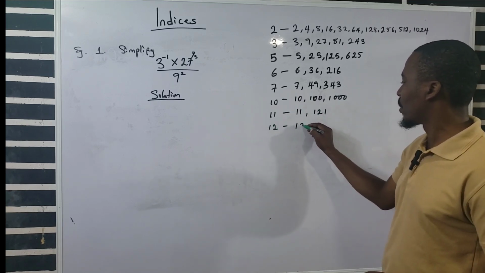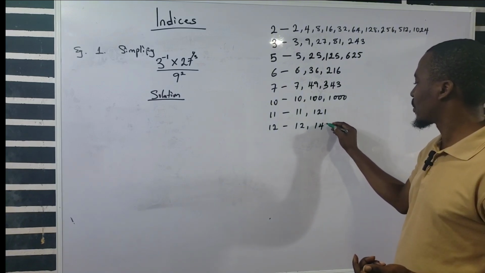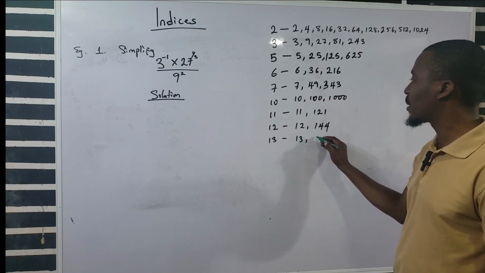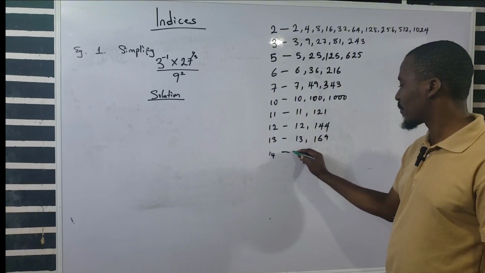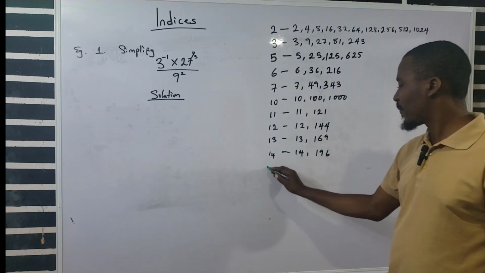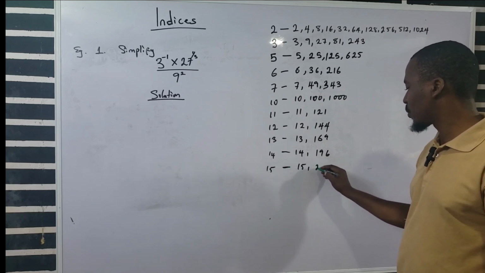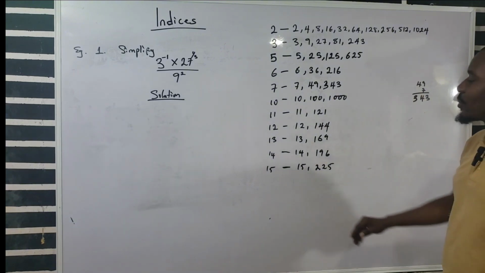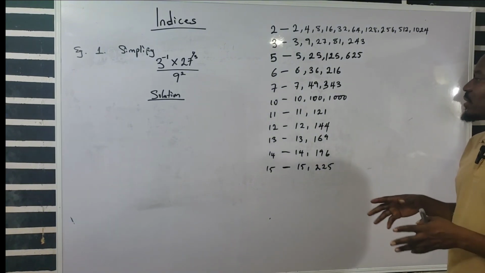12, 12 and 144. 13, 13 will give you 13 and 169. Then 14 will give us 14 and 196. 15 will give us 15 and 225. Okay, so these are the common numbers that we normally encounter during indices of numbers.